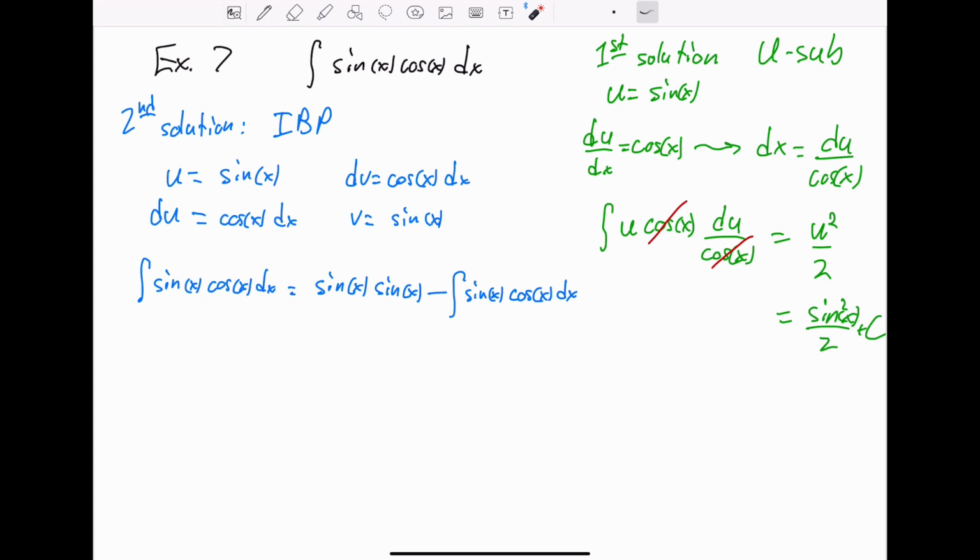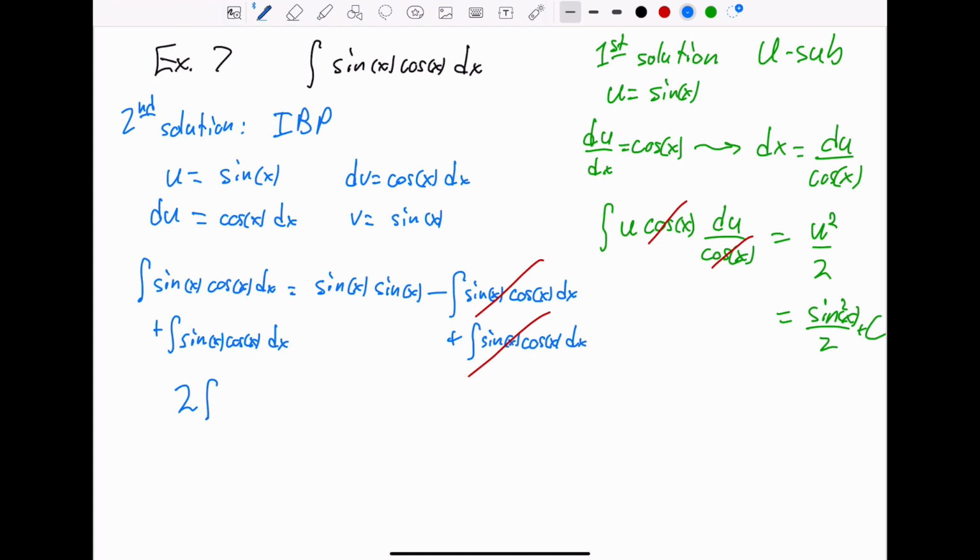Well, this is a very cool trick that sometimes happens in integration by parts when we obtain the same integral after applying the integration by parts formula. Watch what we can do. I'm going to add this integral to both sides of the equation. I simply add the integral of sine times cosine. On the right-hand side, I'm adding and subtracting the same quantity, so those cancel. On the left, I'm adding the same integral to itself. So this becomes 2 times the integral of sine of x, cosine of x.